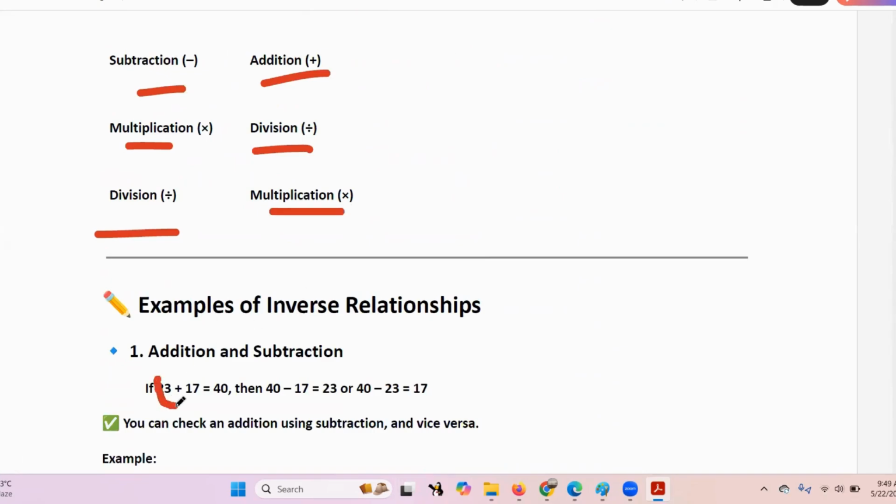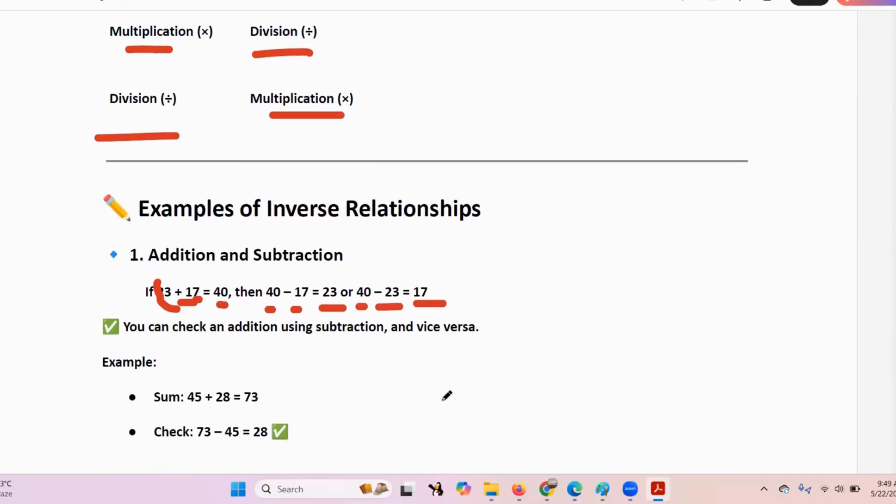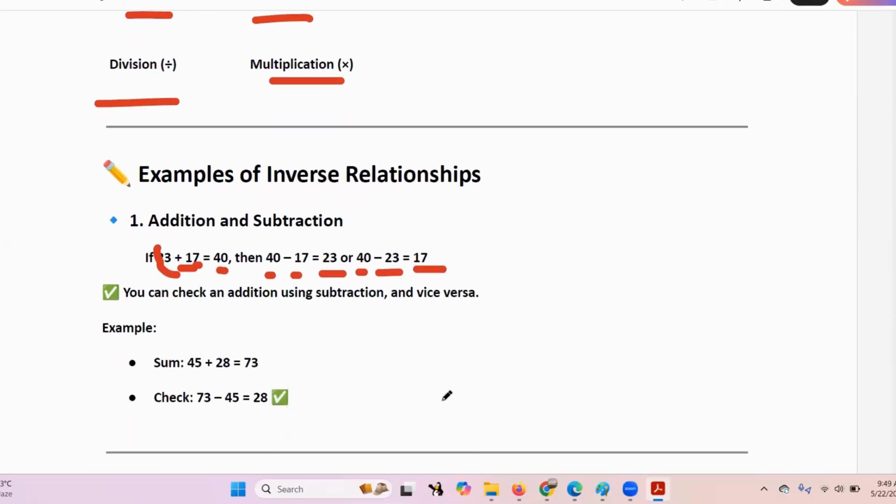Example: if 23 plus 17 equals 40, then we can subtract: 40 minus 17 equals 23, and 40 minus 23 equals 17. It is correct. If you have a doubt in addition, we take the total value and subtract one of the given numbers, and the answer is correct, for example 40 minus 17 equals 23, and 40 minus 23 equals 17.